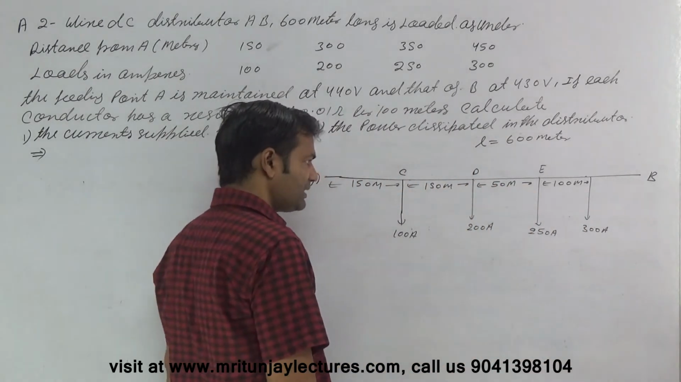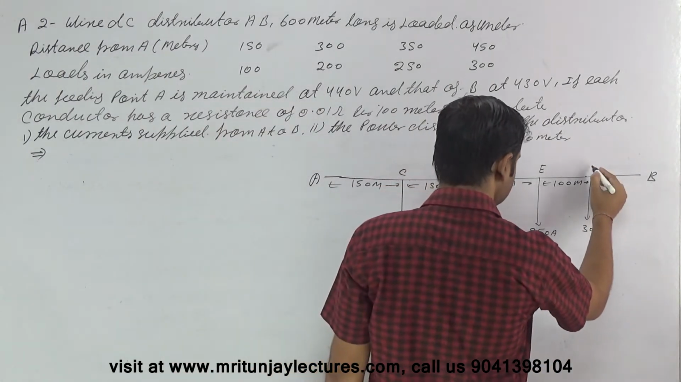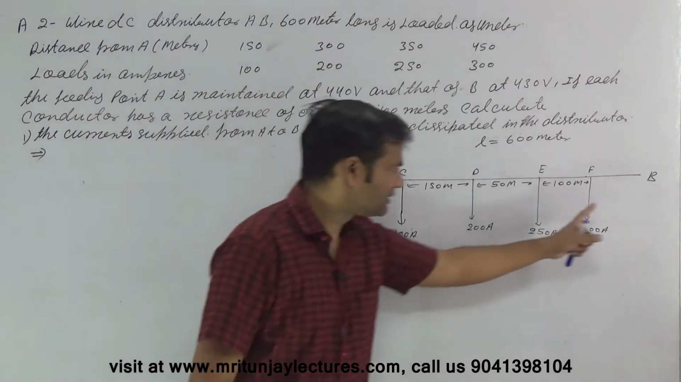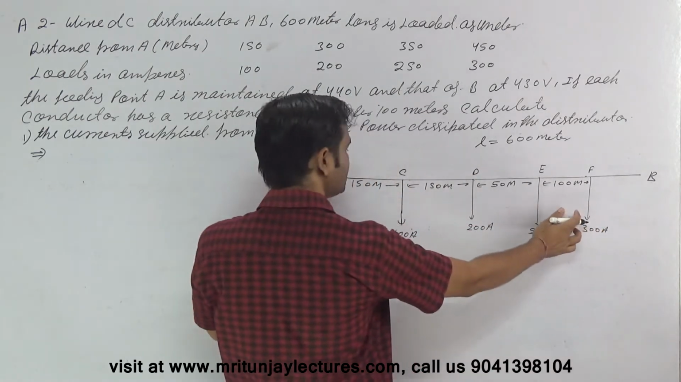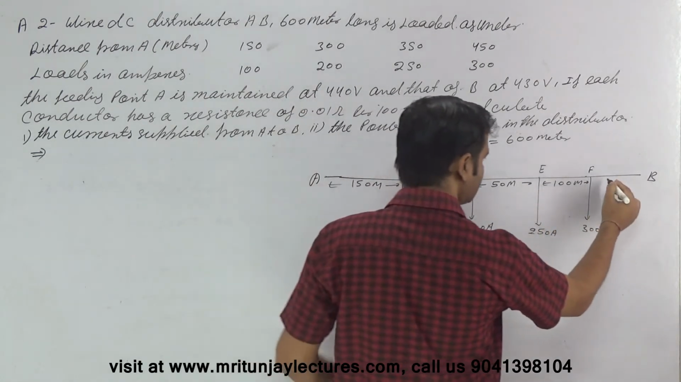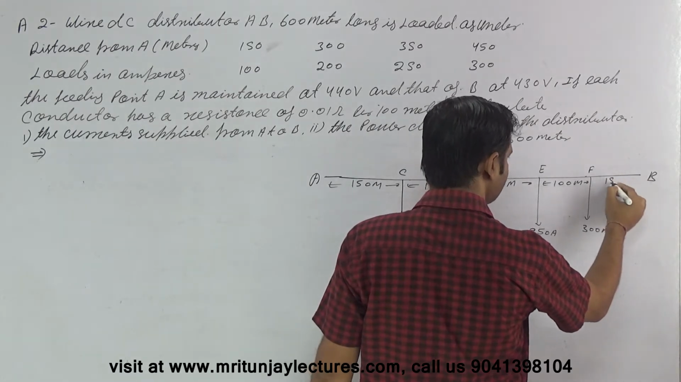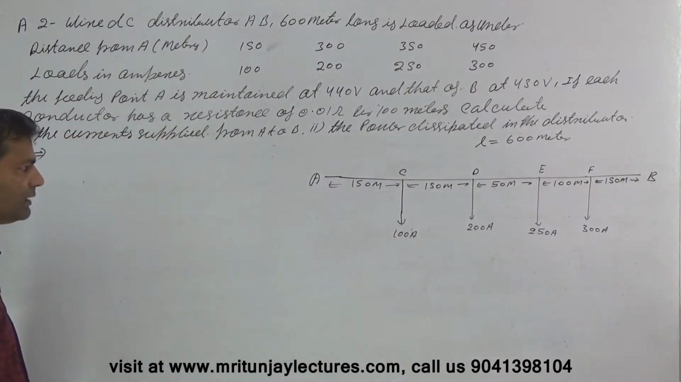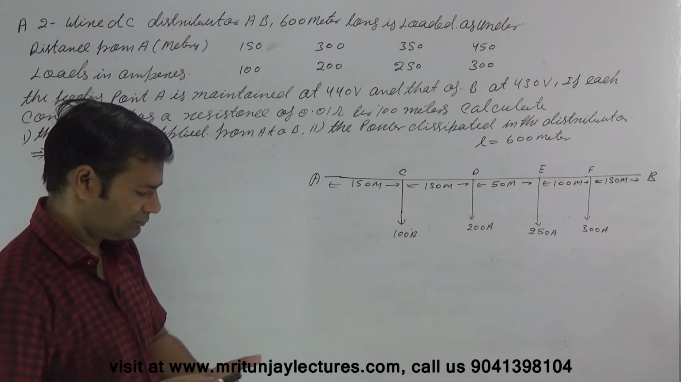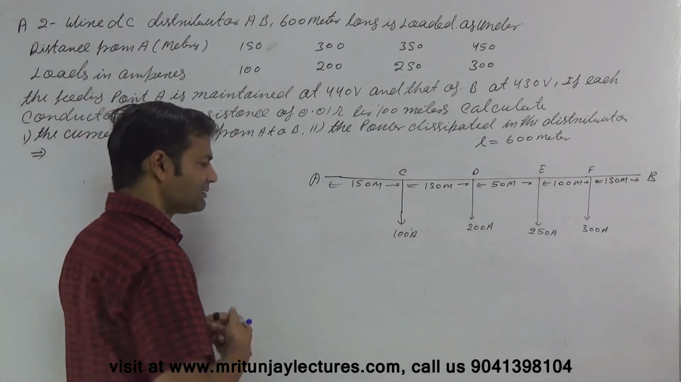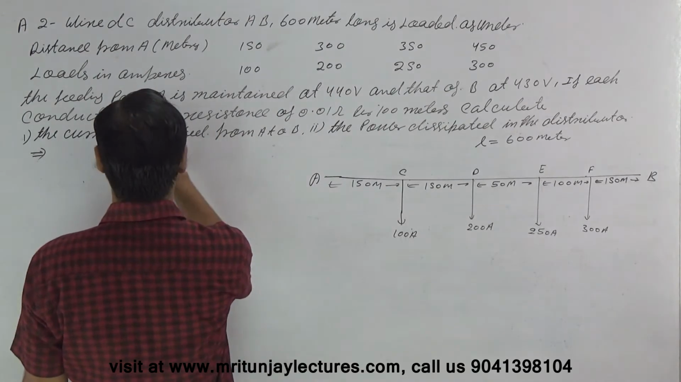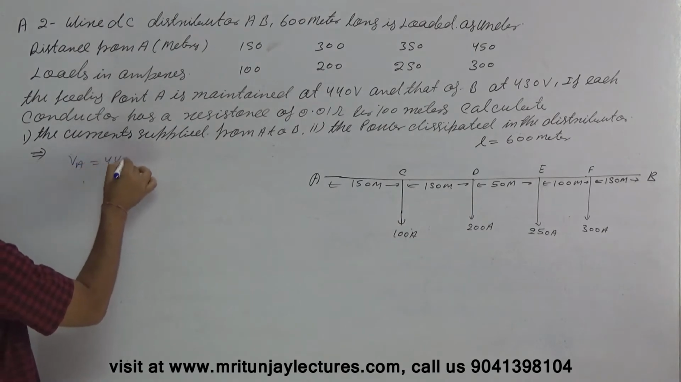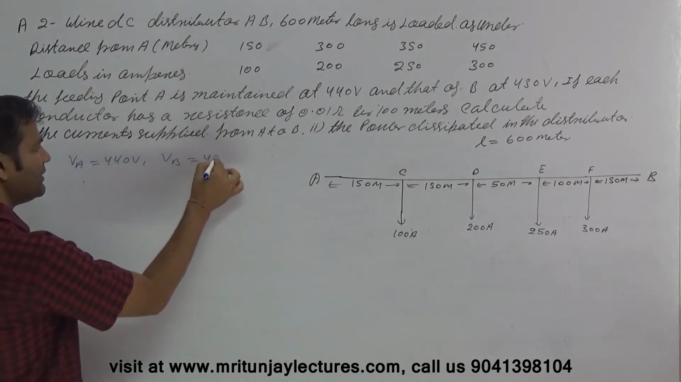Okay. Now next one, what about the distance between F and B? FB. Total distance is 600. This distance is 450, so 600 minus 450 is 150 meter. Okay, clear? Now our next target: what about resistance in all sections? The feeding point A is maintained at 440 volt. VA is given as 440 volt and VB is 430 volt. Clear?